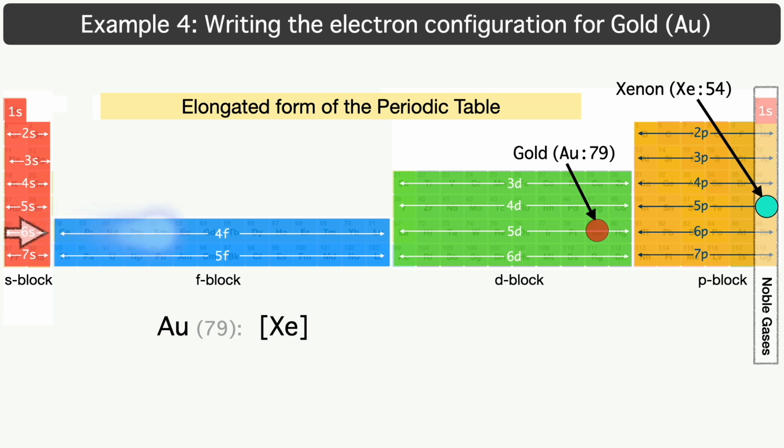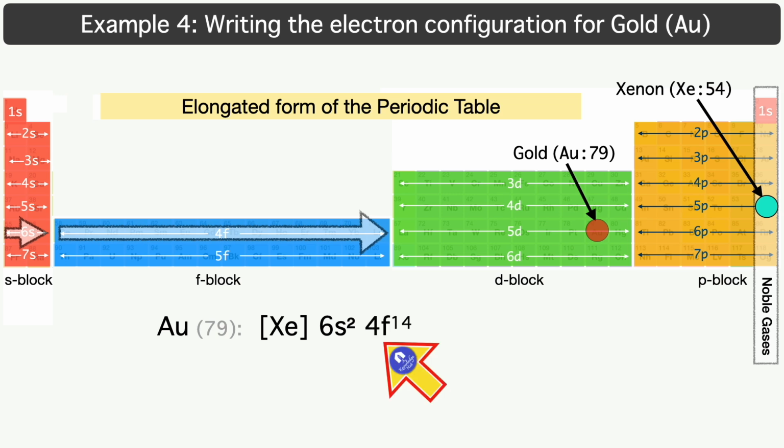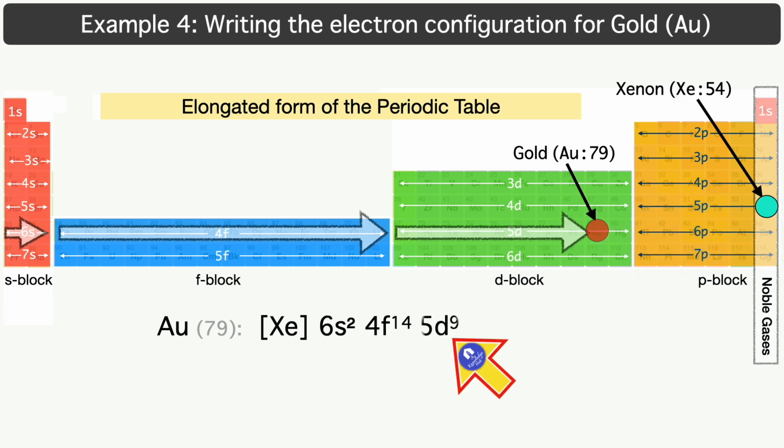All valence electrons of gold are in the period 6. After xenon, we cross the 6s subshell completely and our configuration up to this point becomes xenon 6s2. We need to cross 14 elements of lanthanides as well. Configuration after crossing the 4f subshell of lanthanides would be xenon 6s2 4f14. To reach gold, we need to continue in the subshell 5d and stop at its 9th element. Appending the configuration for the subshell 5d, the overall configuration of gold will be xenon 6s2 4f14 5d9.